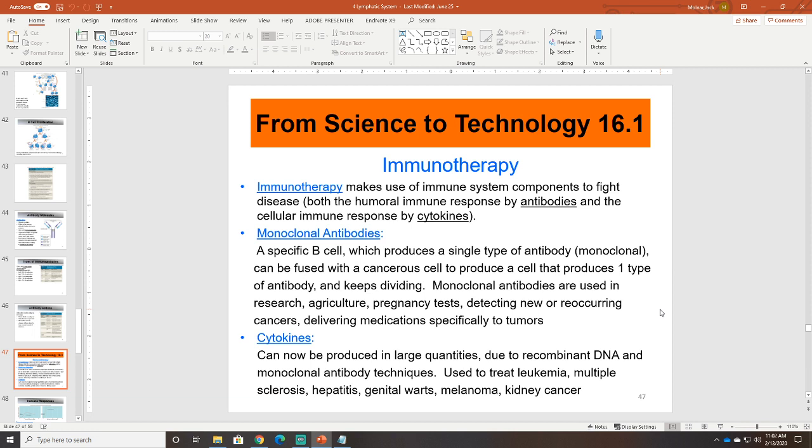You can recognize them by their name. Anytime they end in MAB, that stands for monoclonal antibody, like adalimumab, secukinumab, infliximab. Anytime they end in MAB, that's a monoclonal antibody. We can also administer cytokines, or as I just mentioned, knock them out. They can be produced in large quantities due to recombinant DNA and monoclonal antibody techniques. We can use cytokines to treat leukemia, multiple sclerosis, hepatitis, genital warts, melanoma, kidney cancer.